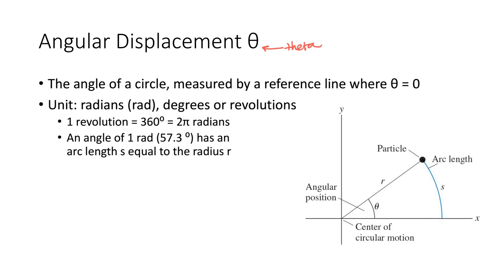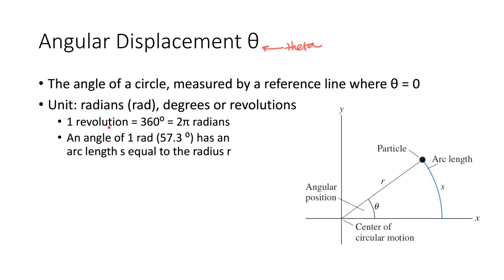It's the angle of a circle measured by a reference line where theta equals 0. In this diagram, theta equals 0 is right here at the x-axis. Theta, or angular displacement, is measured in radians, degrees, or revolutions.